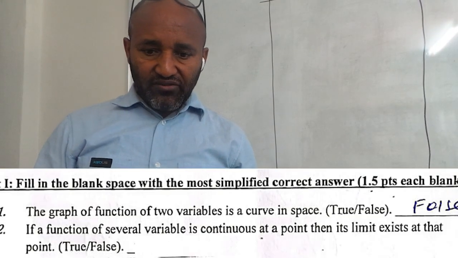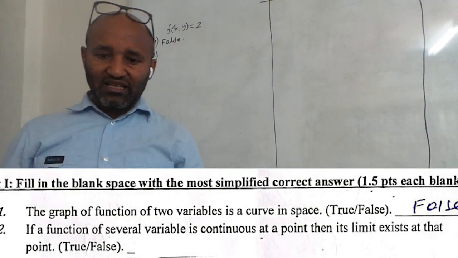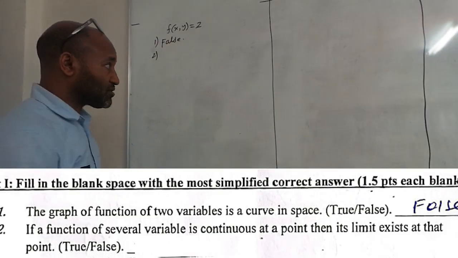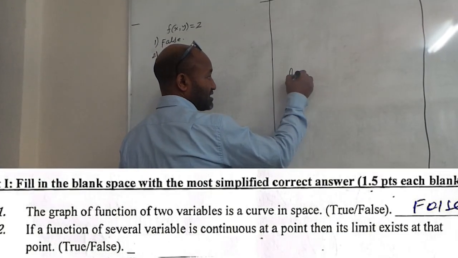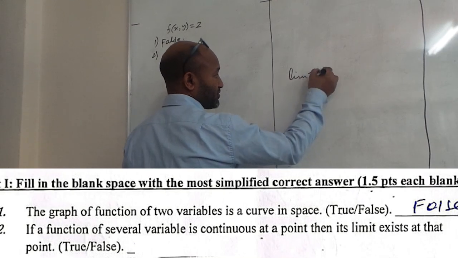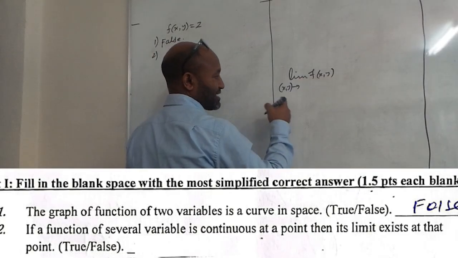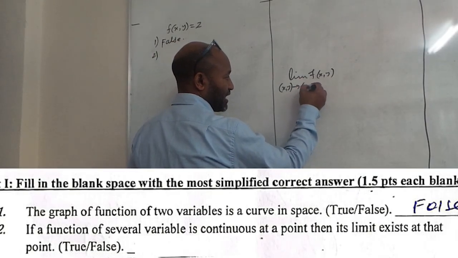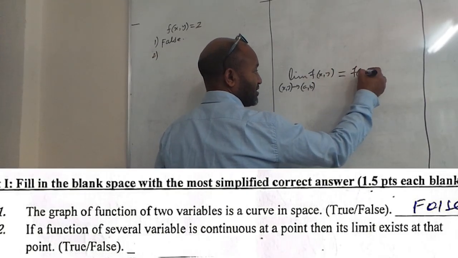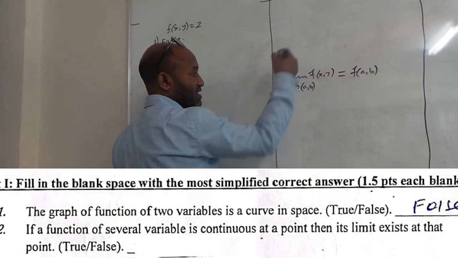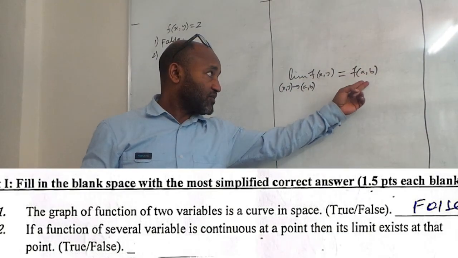If a function of several variables is continuous at a point, then its limit exists at that point. What do you know about continuity? Remember, whenever we say a function is continuous, the limit of the function of two variables, for instance, as x comma y goes to a comma b, exists and its functional value is f of a comma b, then we say that the function is continuous. So the function is continuous means these two conditions are fulfilled.